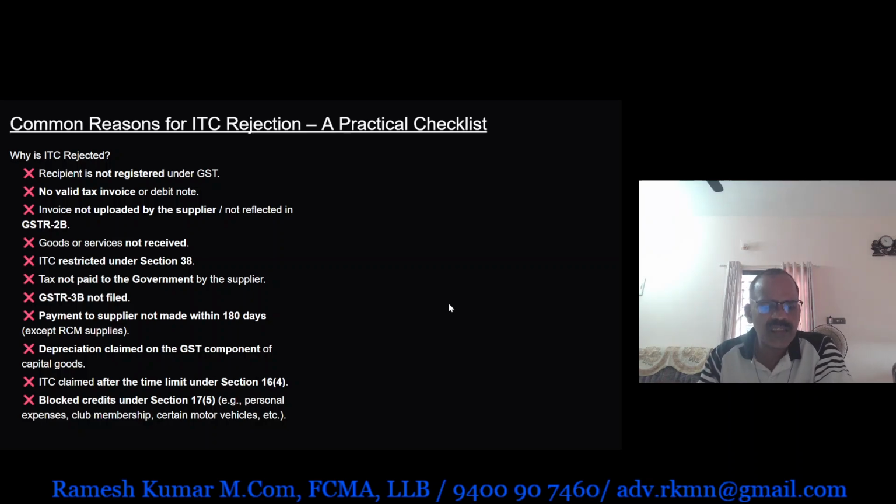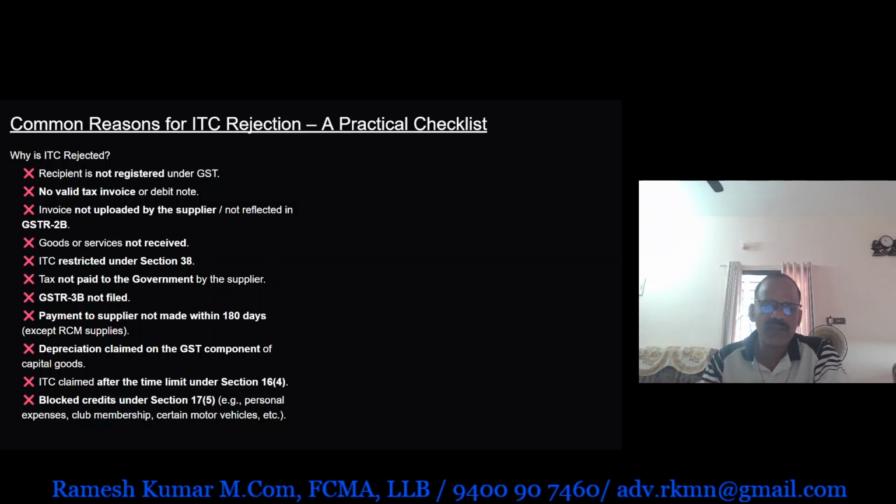So one is no GST registration, no valid invoice, tax invoice, or invoice is not reflected in GSTR 2B of the recipient, or goods or services are not received, or tax not paid by the supplier. So GSTR 3B not filed, or non-payment of the invoice amount along with the GST within 180 days, or a depreciation claimed on the GST component, or a claim made after the statutory time limit, or blocked credits under section 17 subsection 5. There are many reasons.